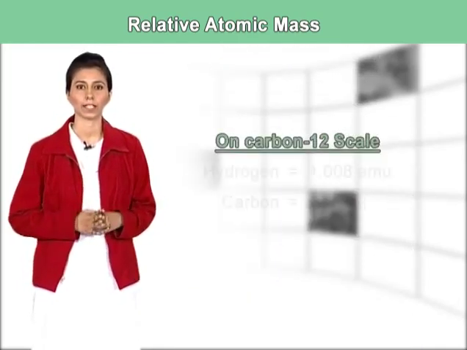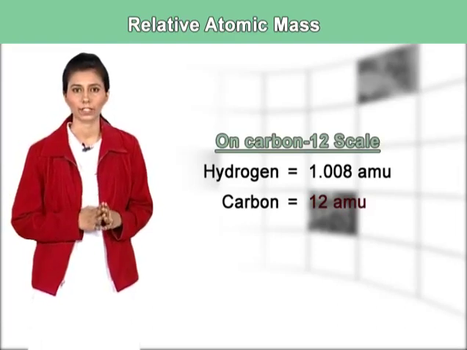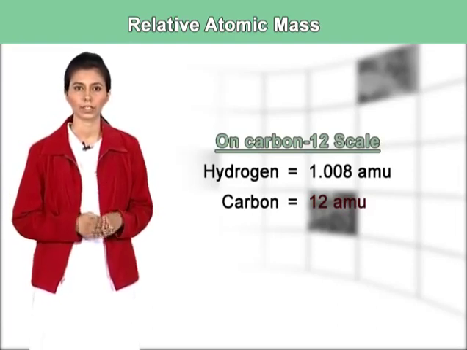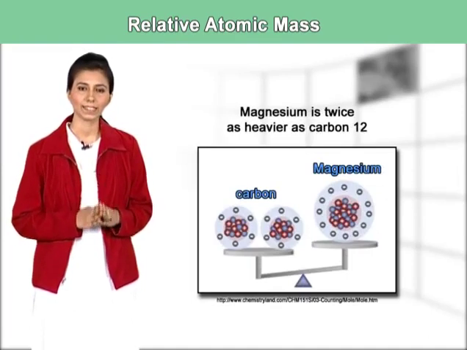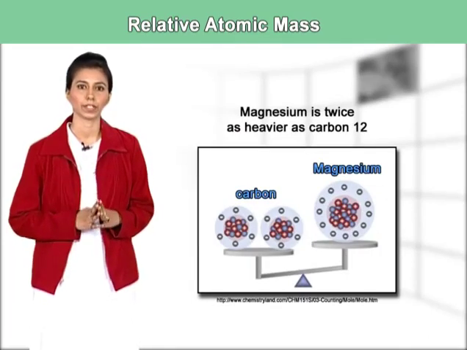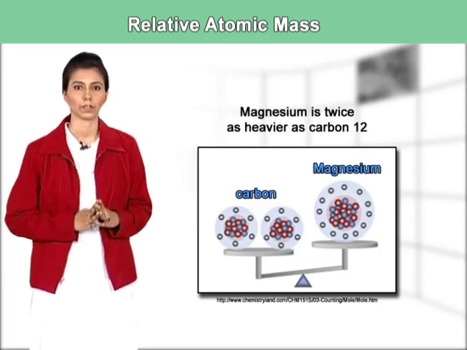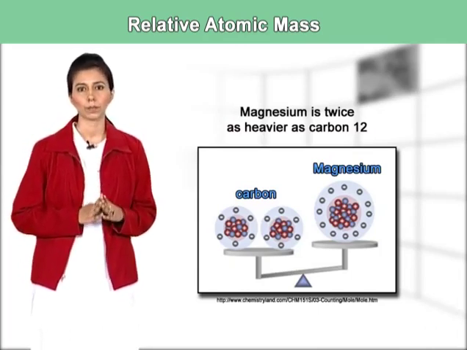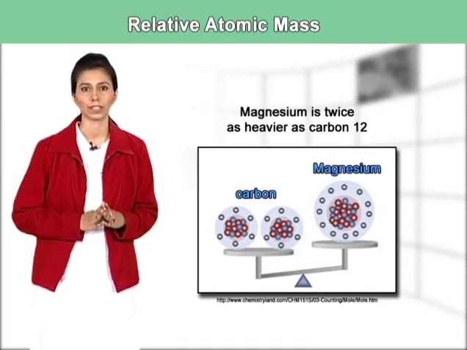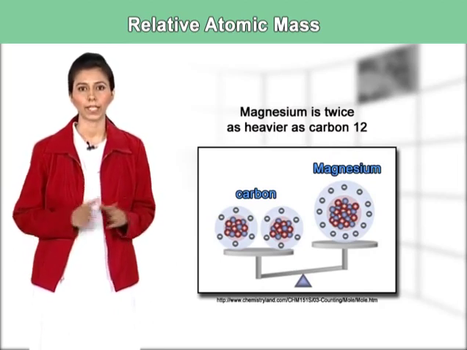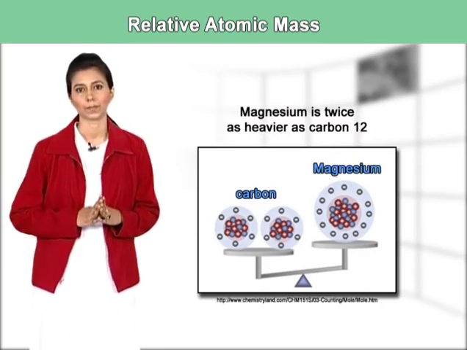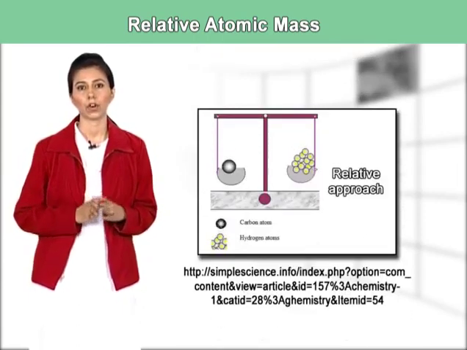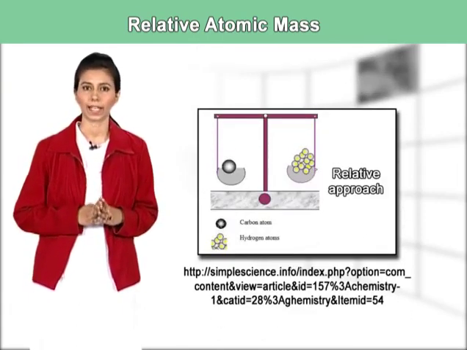On the carbon-12 scale, the mass of carbon is 12 atomic mass units and that of hydrogen is 1.008 atomic mass units. A magnesium atom is twice as heavy as a carbon atom. On the carbon-12 scale, its mass is 24 AMUs. Actually, atomic masses are so minute that scientists cannot weigh them on a balance. So, they opt for a relative approach for accuracy.